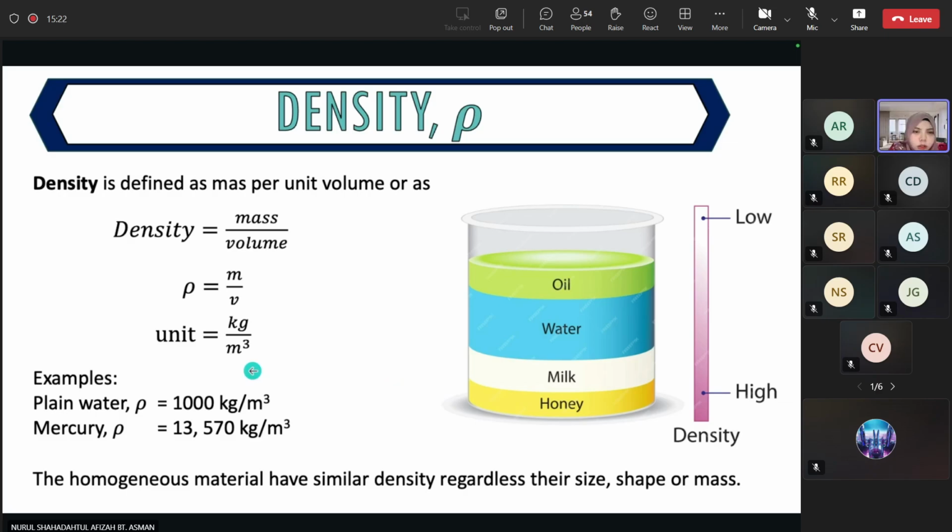This is an example of calculation. We have gone through this in chapter 1. The basic one is to find the density, where density equals mass over volume. For example, the density of plain water is 1000 kilogram per meter cube, while mercury has a high density of 13,570 kilogram per meter cube. You can see from high density to low density, oil has the low density. Homogeneous material has similar density regardless of size, shape, or mass.